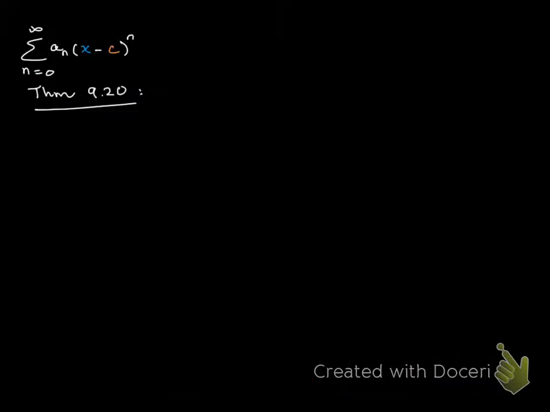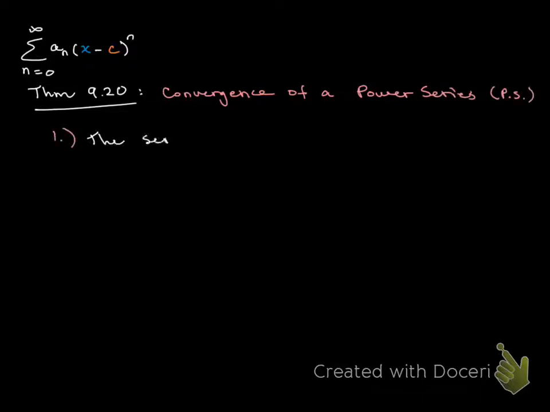So let's look at this general power series here. This is theorem 9.20. You don't have to remember that theorem number, but what we're going to be working with here is the convergence of a power series. There are 3 potential outcomes. The first is that the series converges only at its center.